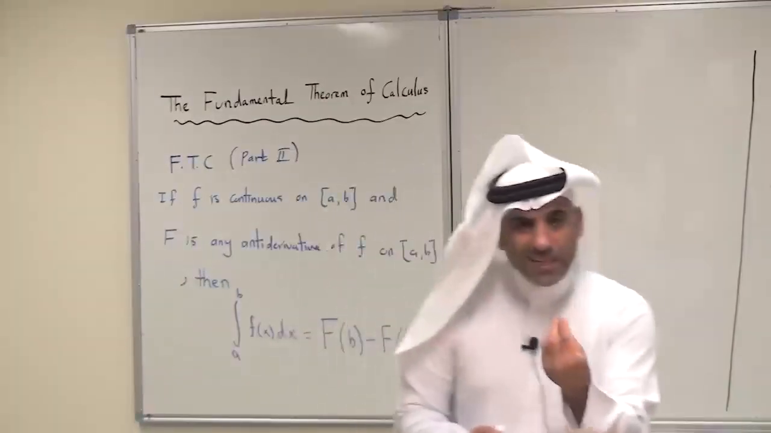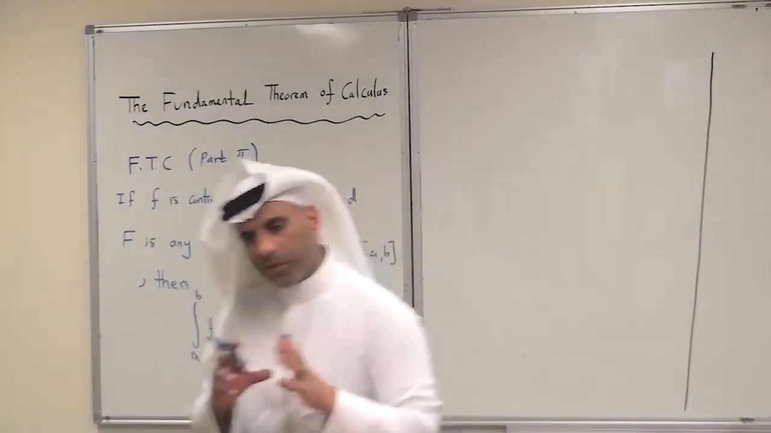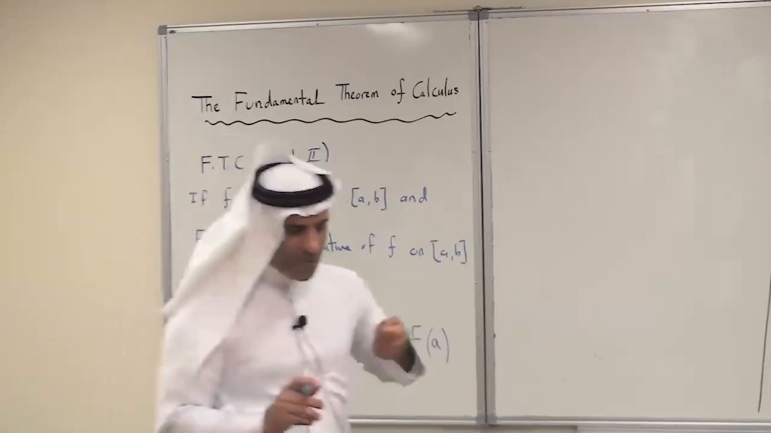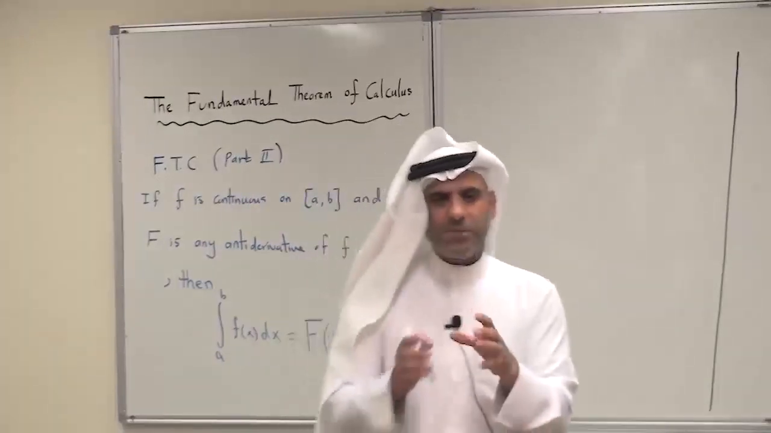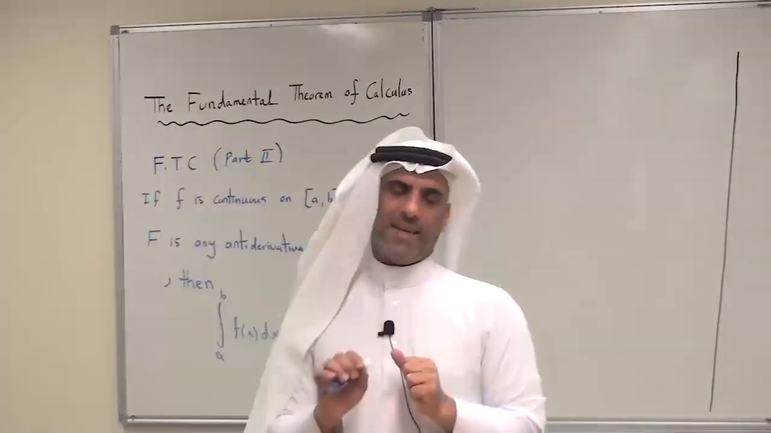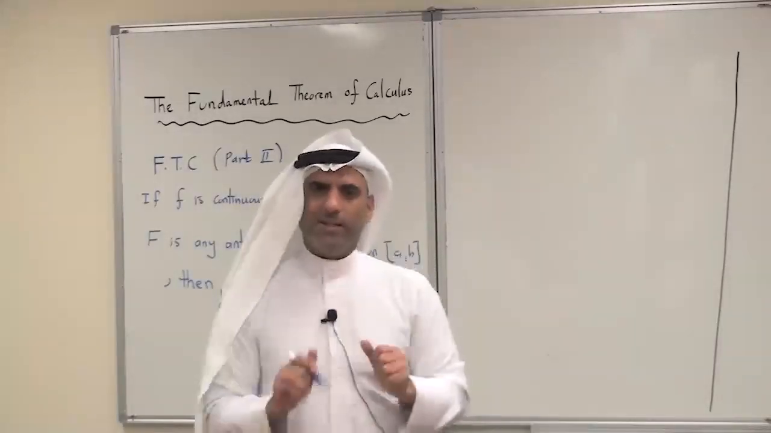Now let us see the second part of the fundamental theorem of calculus. We still remember that if we need to calculate a definite integral for a specific function, we need to pass through what we call the Riemann definition. That is, we need to take the limit as n goes to infinity of the summation of f of x_i delta x. And that is not always straightforward to calculate.